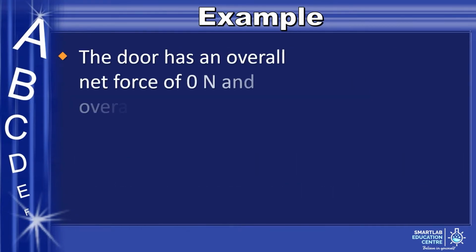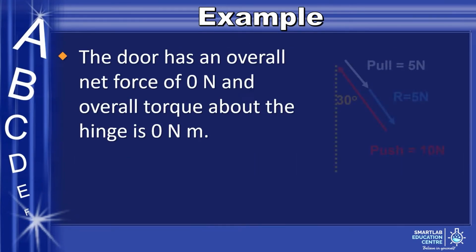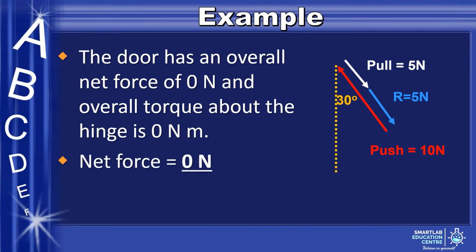Firstly, we need to show that the door is at 0 newtons. Using the vector diagram, we can see that all the forces cancel out each other, resulting in a net force of 0 newtons.